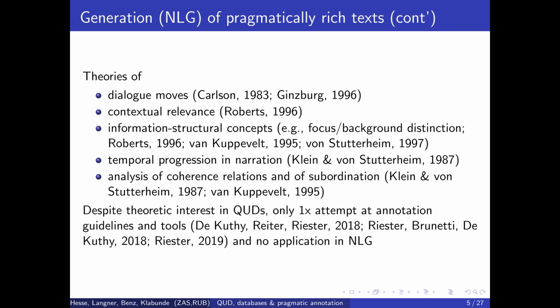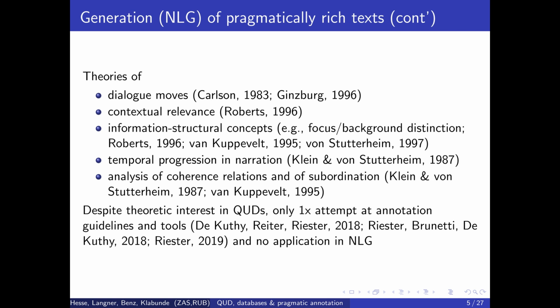The theoretical background that we're using here comes from various strands of information structure theory and discourse coherence. So we have Carlson and Ginzburg talking about dialogue moves. We have contextual relevance with Roberts. We have information structural concepts such as focus and background in Roberts, van Kuppevelt, von Stutterheim. Temporal progression in narration, sequential ordering of information in Klein and von Stutterheim, and the analysis of coherence relations and subordination, again Klein and von Stutterheim and van Kuppevelt.